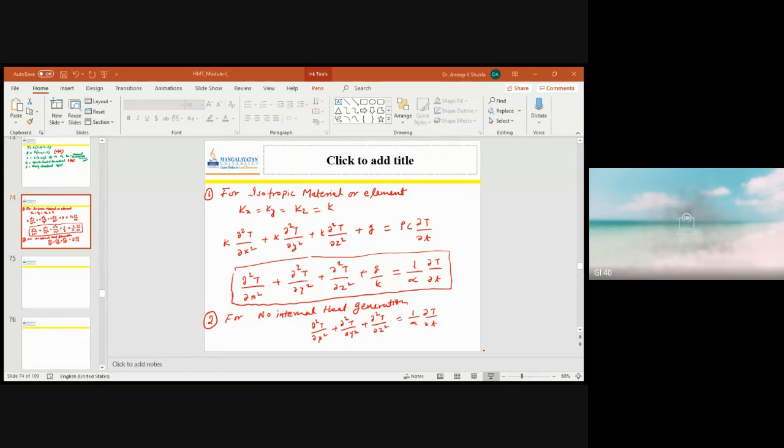This is a cylindrical coordinate system. So we are not going into detail on the derivation of the heat conduction equation for the cylindrical coordinate. We just generally explain the terminology and write the main equation directly.